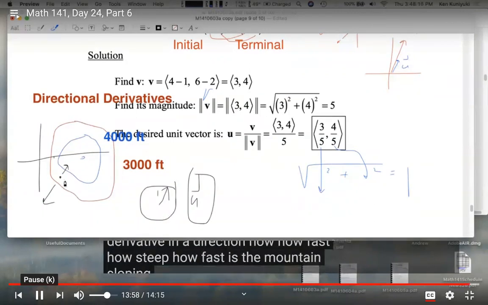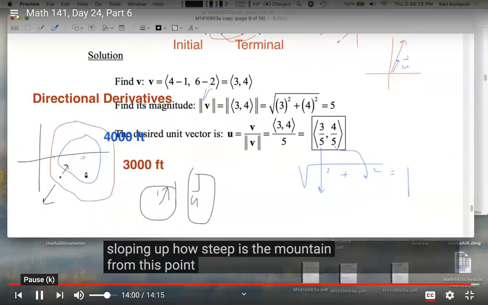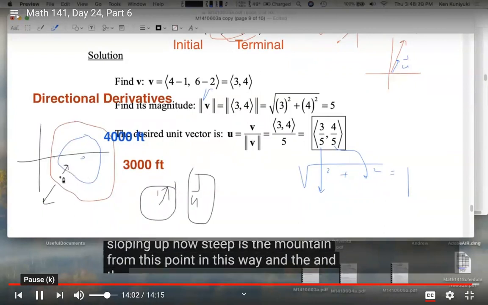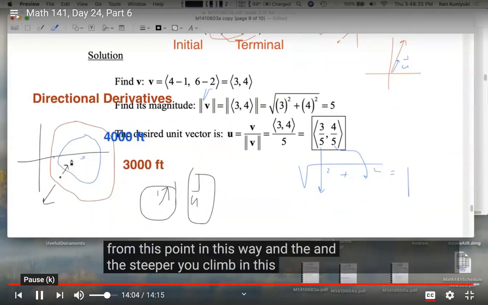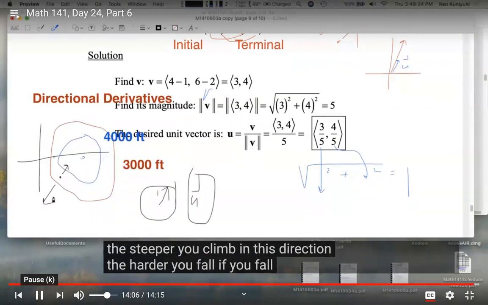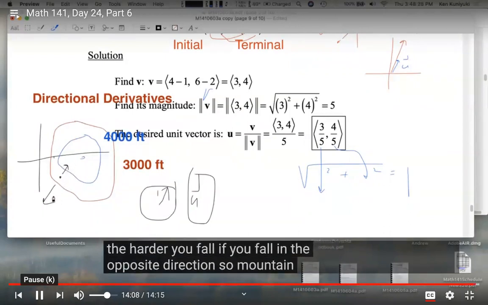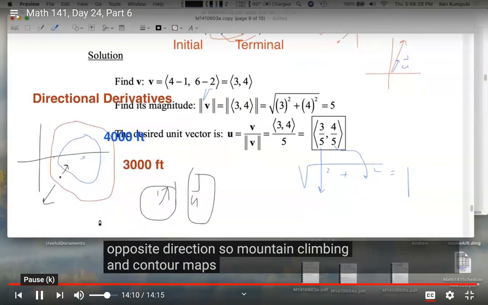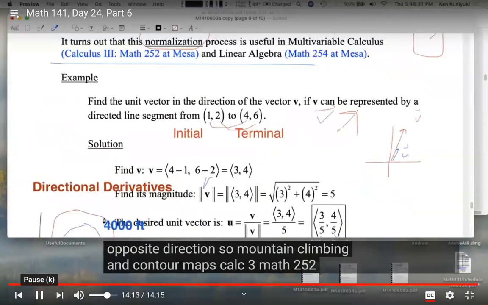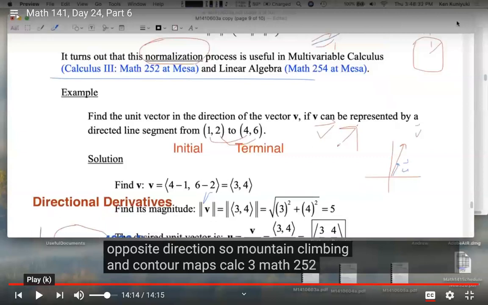How fast is the mountain sloping up? How steep is the mountain from this point? In this way, and the steeper you climb in this direction, the harder you fall if you fall in the opposite direction. So mountain climbing and contour maps. Calc 3, Math 252. And I'm going to play a little bit of the next video where I clarify some things.